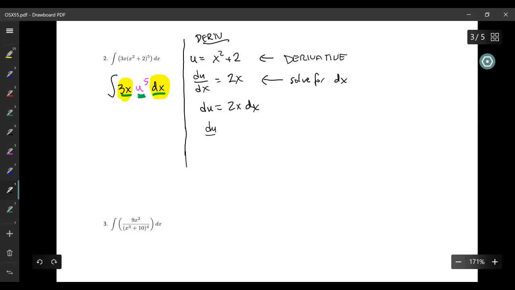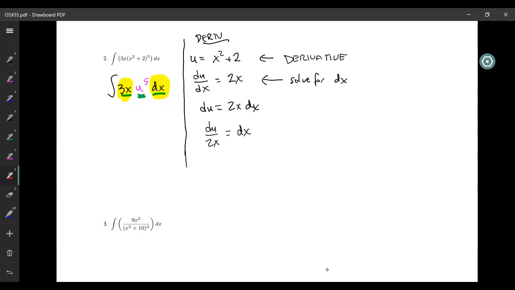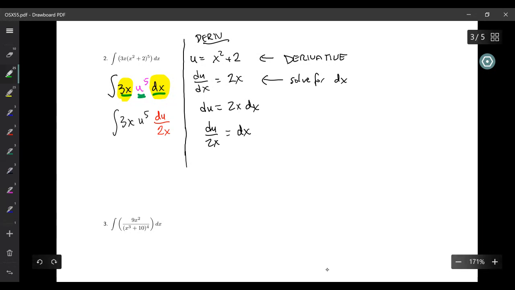Right, so du over 2x plus dx. That's great because that's going to help us get rid of that. Now I can cancel the x's right here and right here, which allows me to pull out a 3/2. So now you have u to the 5th du.